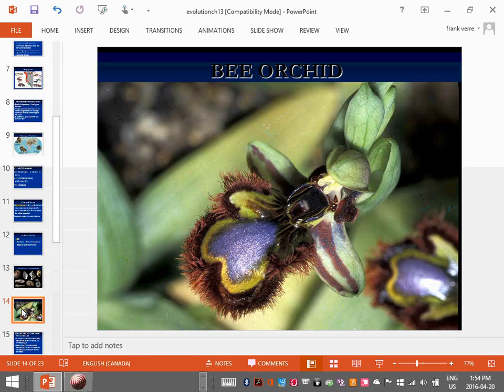This is a very interesting, very complicated situation. This bee orchid not only looks like a bee, but also can produce a scent. And when a male bee is flying around, the scent that it produces is of a female bee that wants to play chess.